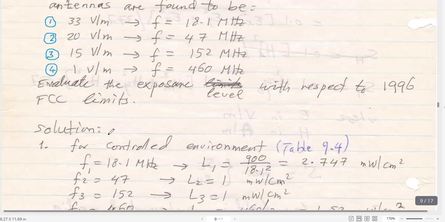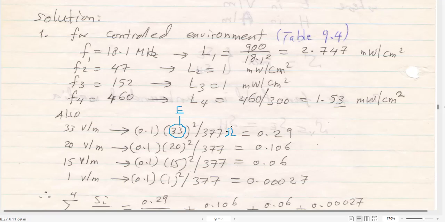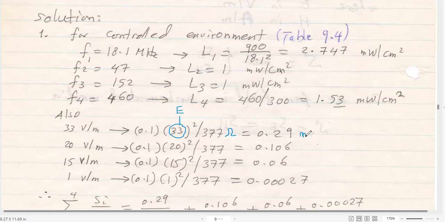So for the first value, it is 33. We multiply 33 squared times 0.1 over the wave impedance, 377. We obtain 0.288, approximately 0.29 milliwatt per centimeter squared.